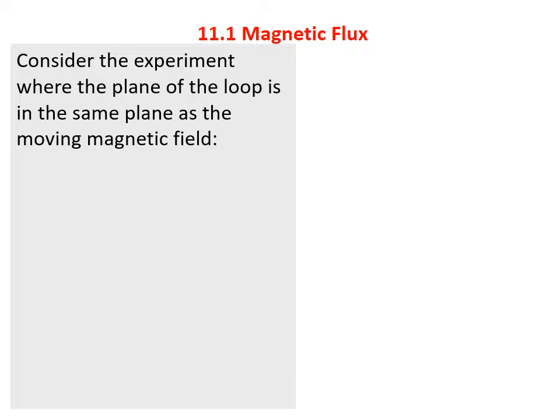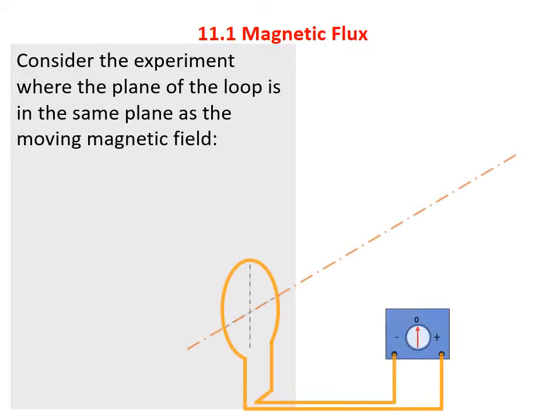Let's consider an experiment where the plane of the loop is in the same plane as the moving magnetic field. So here's our apparatus, and I want you to imagine that this front edge of the loop is actually coming directly out at you, out of the screen. The far edge of the loop is going into the screen. This axis is pointing out at you. I know it's hard to visualize 3 dimensions on a two-dimensional plane, but just bear with me.